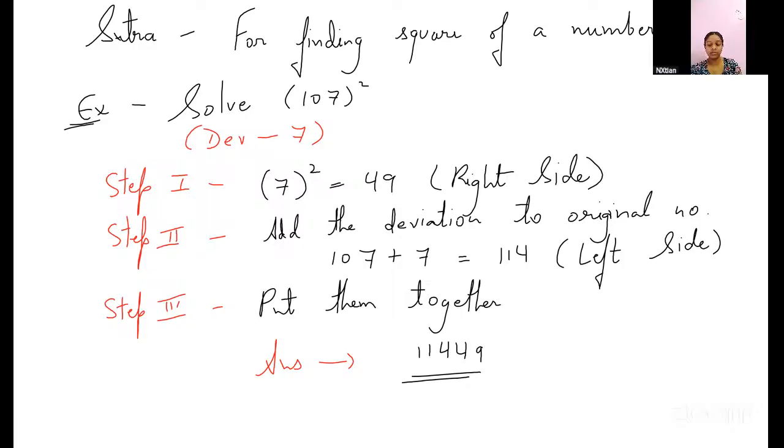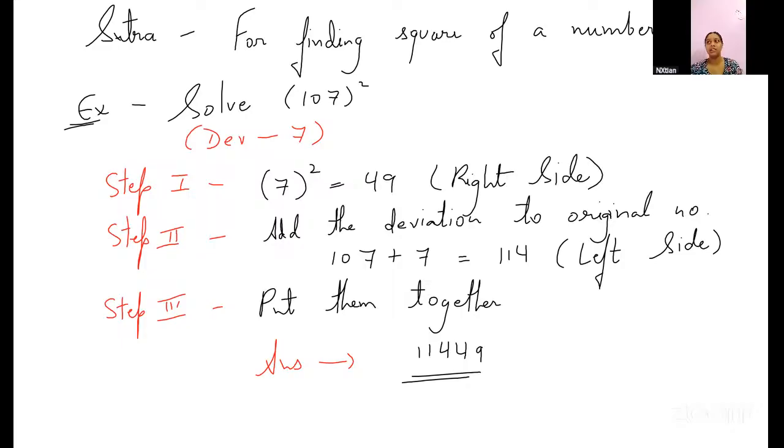After you square the deviation, if the value is not in two digits but your main number has the value of 100, and your answer comes only in ones, then you add a zero to the left side of the deviation square. We will do questions on this, so it will become clear.